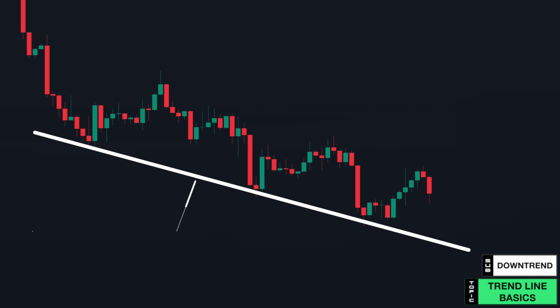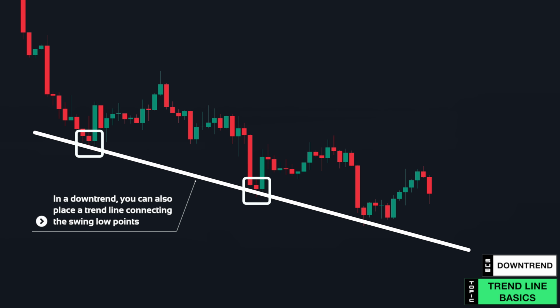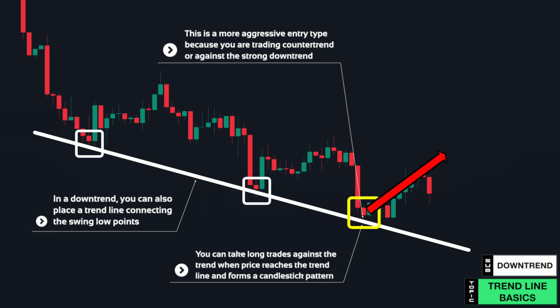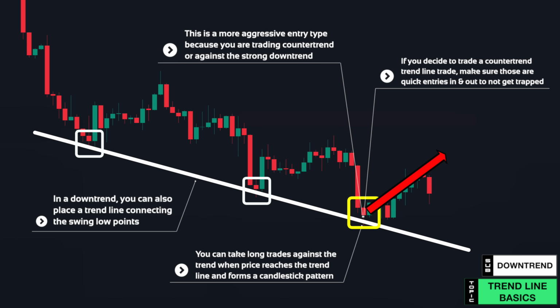Also in a downtrend, you can place a trend line connecting the swing lows. This means you can take long trades against the trend when price reaches the trend line and forms a candlestick pattern. This is a more aggressive entry because you are trading counter trend and against the strong downtrend. So if you decide to trade a counter trend line trade, make sure those are quick entries in and out to not get trapped.